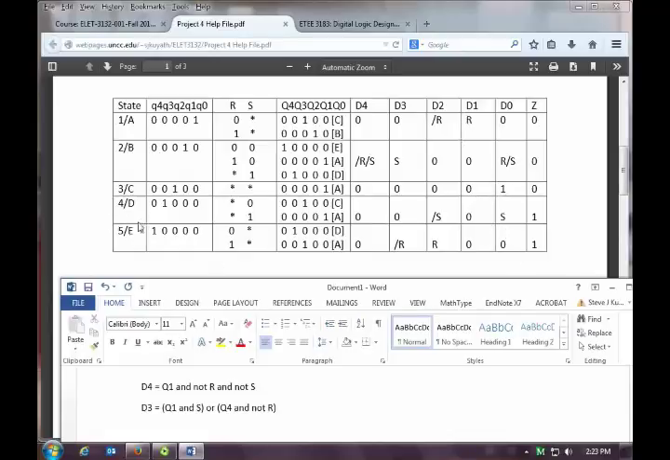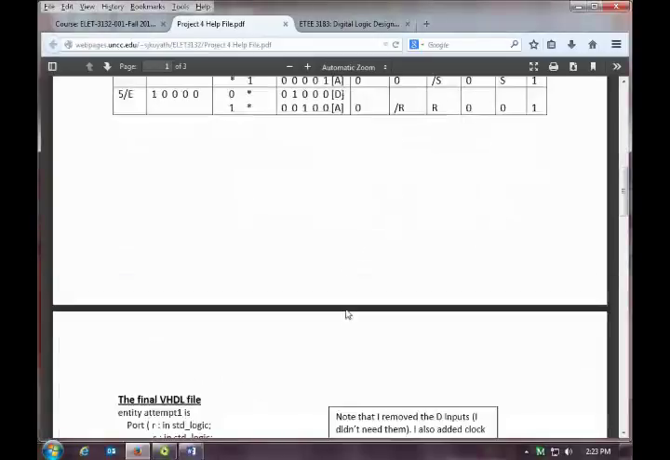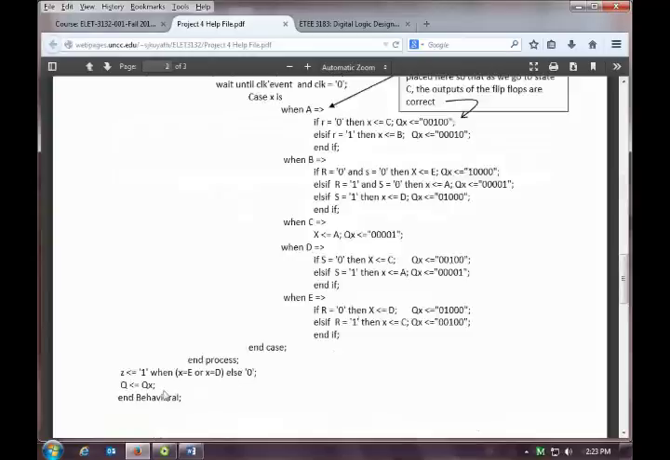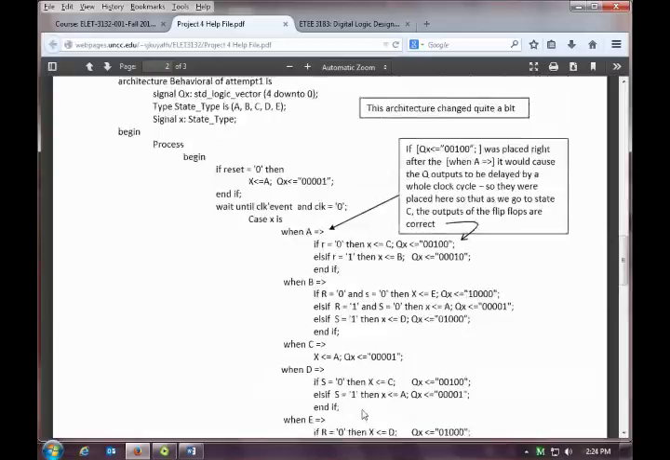And then whenever we're in state D or we're in state E, we should see in the VHDL file that when we're in state 4 or state 5, Z is also equal to 1. So that we show down here when Z is equal to 1 when we're in state E or state D. Else it's 0.